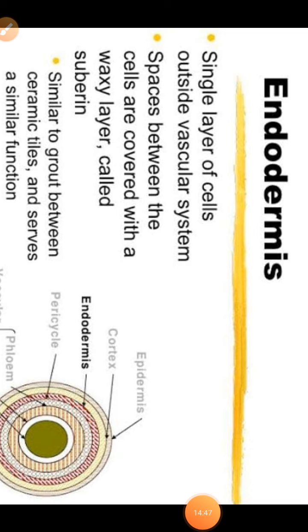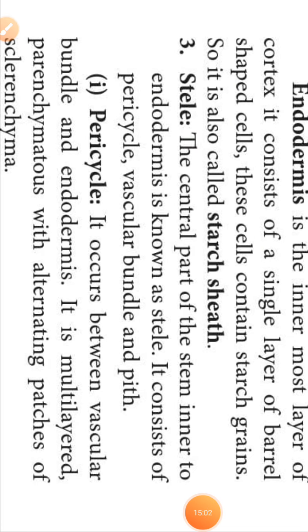Endodermis is the innermost layer of cortex, a single layer of barrel-shaped cells. It contains starch grains, so it's known as starch sheath. Third one, stele. The central part of the stem inner to endodermis is known as stele. It consists of pericycle, vascular bundle and pith.